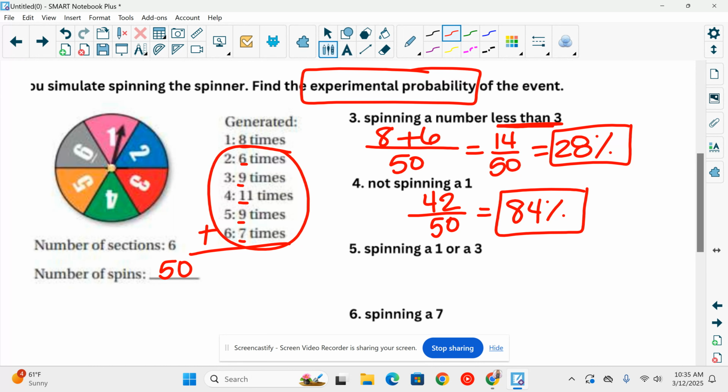Alright, I want you to find the probability of spinning a 1 or a 3, and then find the probability of spinning a 7. Don't shout them out loud, just put them on your paper.